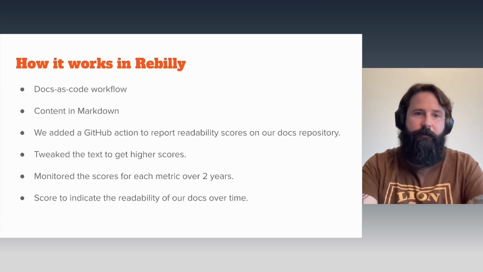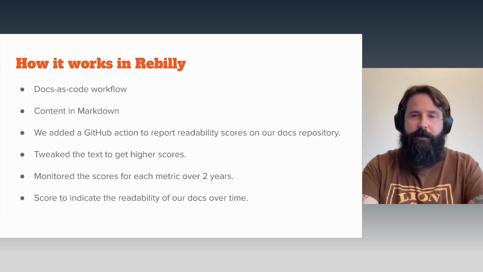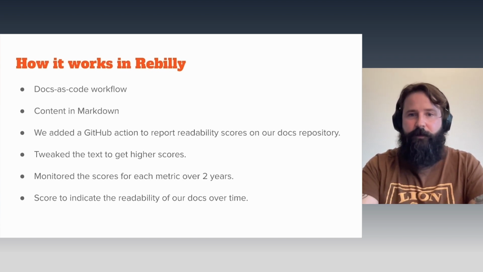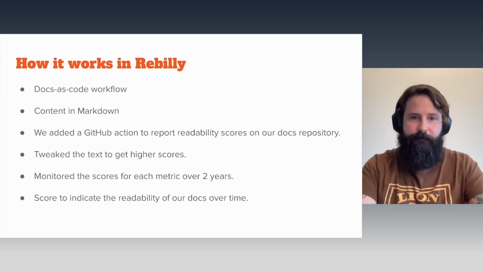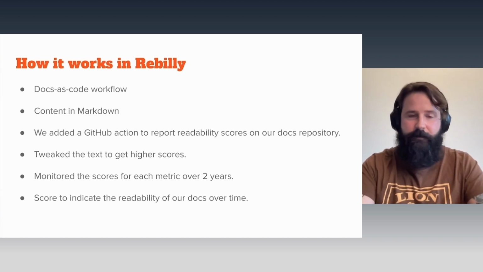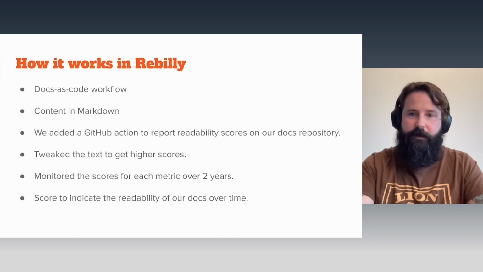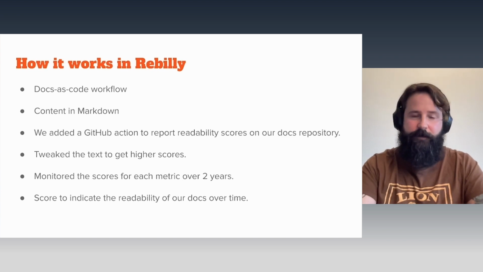So how it works in Rebely: we use a docs-as-code workflow using Markdown, GitHub, and also Redocly. We added a GitHub action to report readability scores on our docs repository. So each time you make a change to a file or a number of files, you make a pull request, and inside that pull request, the readability reporter scores each change in each file. So you'll have an overall score for each file. It tells you the degree of readability increase or decrease per file, but also for the overall doc set, how the changes you made to those files impact your overall readability score.